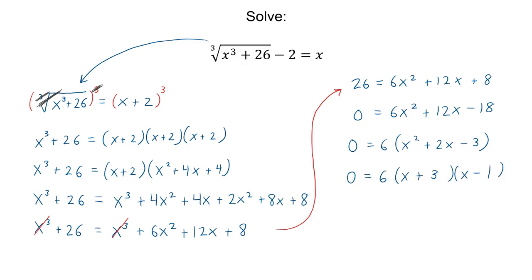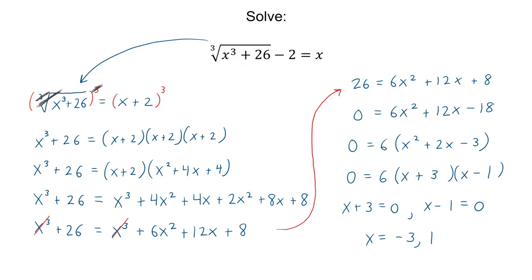And now the quantity x squared plus 2x minus 3 can be factored into x plus 3 times x minus 1. Now we take each factor that contains a variable, set it equal to 0, and solve for x. That gives us x plus 3 equals 0 and x minus 1 equals 0. Solving both of those equations for x gives us x equals -3 and 1.